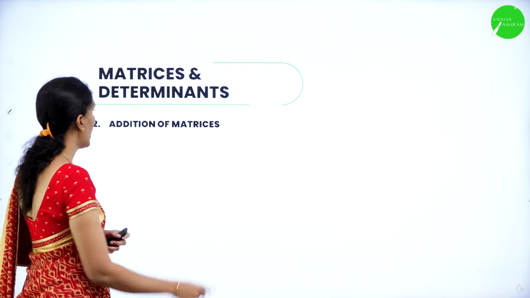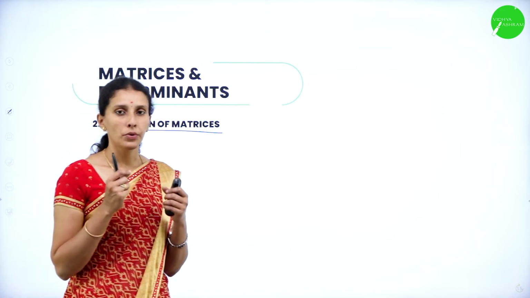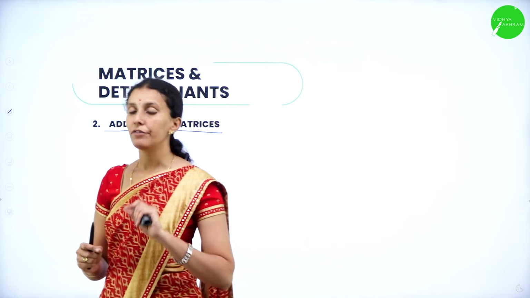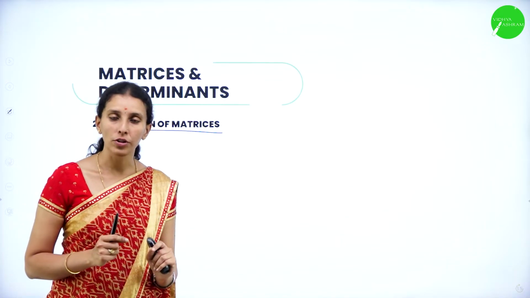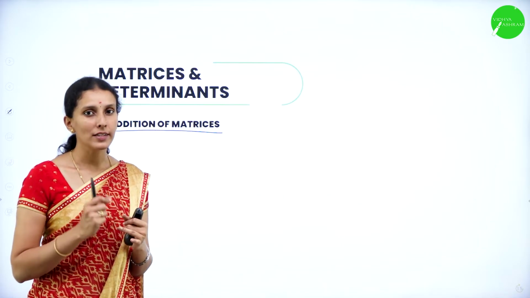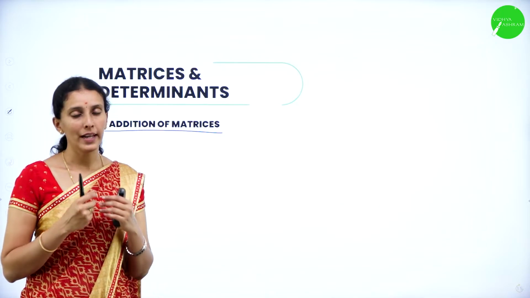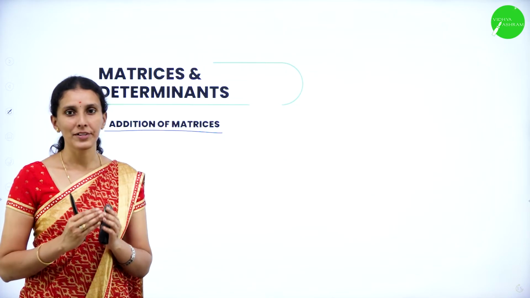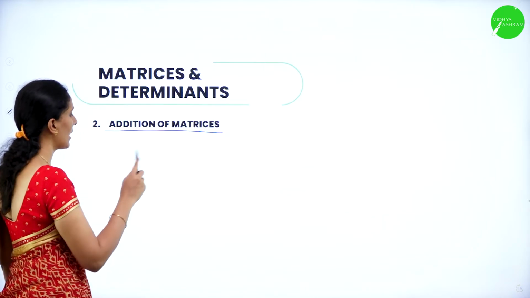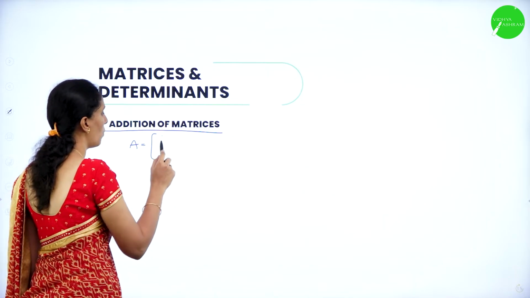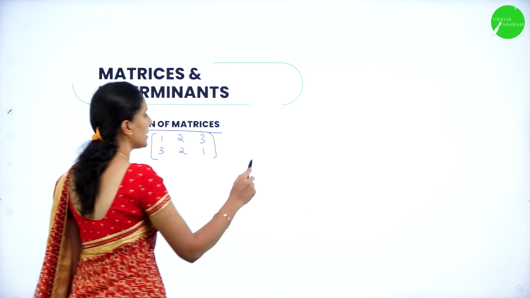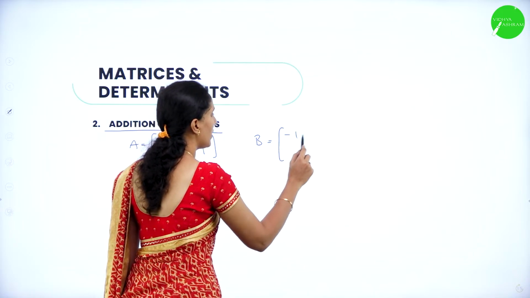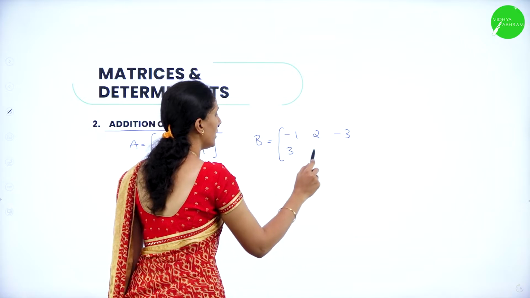Next one, we have addition of matrices. To add any two matrices, the order of the matrices must be the same. If they are different, we cannot add the matrices, and for subtraction also the rule is the same. To add or subtract two or more matrices, the order of the matrices must be the same. Let me take an example of matrix A: 1, 2, 3, 3, 2, 1. Let me take one more matrix B: minus 1, 2, minus 3, 3, minus 2, 1.